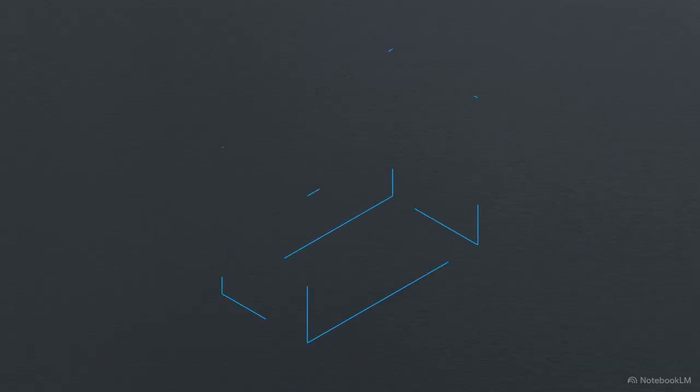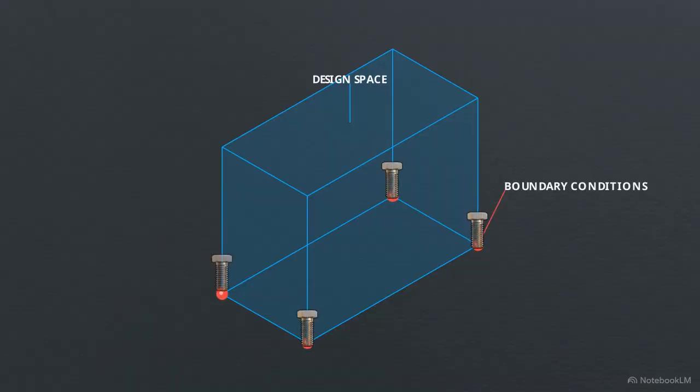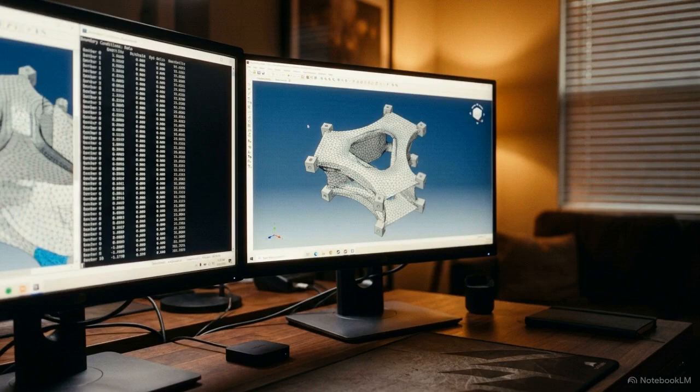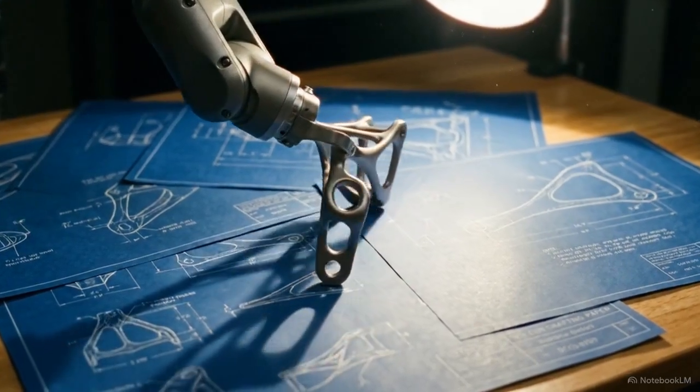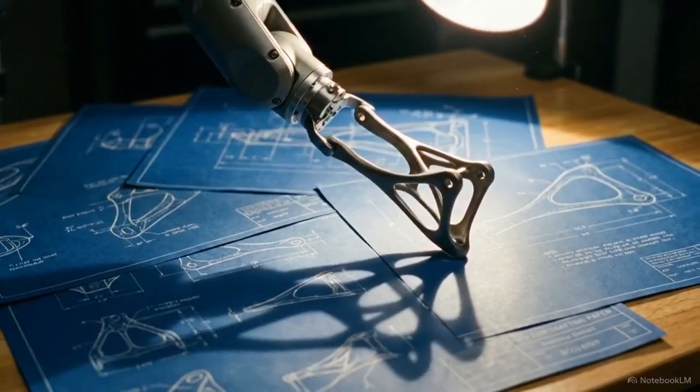Instead of drawing a starting shape, the engineer starts by defining a design space, the maximum volume the part is allowed to occupy, along with the strict physical constraints it has to respect. By setting up the boundaries first, an algorithm explores the physics of the problem directly. It discovers efficient, almost biological forms that a human working at a drafting table would rarely think to draw.